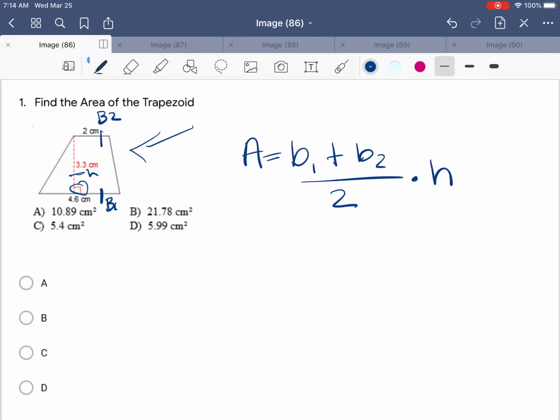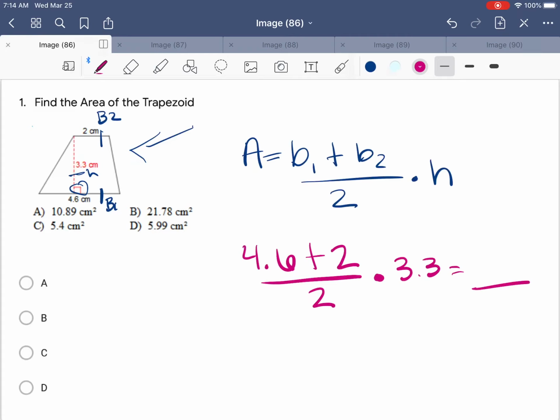So first of all, we'll take base 1, which was 4.6, and add it to base 2, which is 2. And then we will divide those by 2, and then multiply by the height, which is 3.3, to get our answer. And again, whatever our answer is will be in whatever the units are, squared. In these ones, the units are centimeters squared.